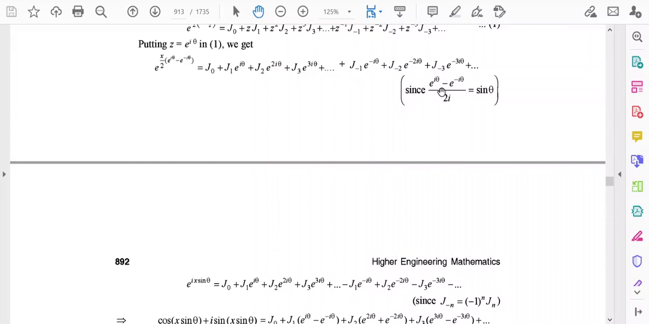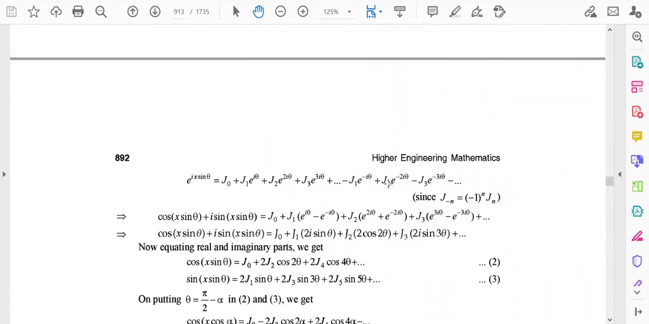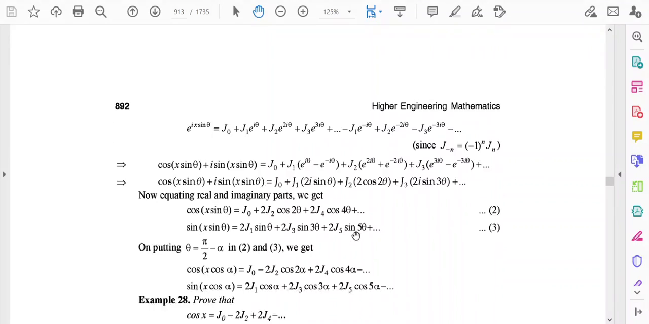For the right hand side, we will again use that formula, that is e to the power i theta minus e to the power minus i theta by 2i is equal to sin theta. Using that formula, we can write j1 into e to the power i theta minus e to the power minus i theta, that is 2i sin theta. So j1 into 2i sin theta, similarly j2 into 2 cos 2 theta. For the plus term, that will be cos 2 theta. Again for the minus term, 2i sin 3 theta, and so on. So in this way, the right hand side can be simplified. Now we will equate the real and imaginary parts from this equation.